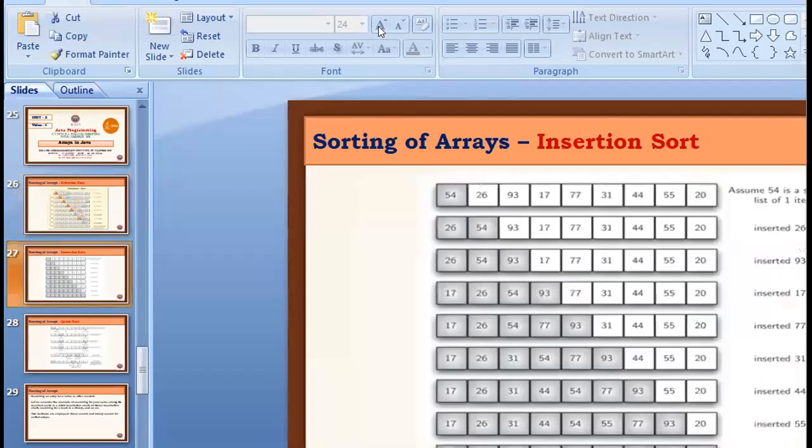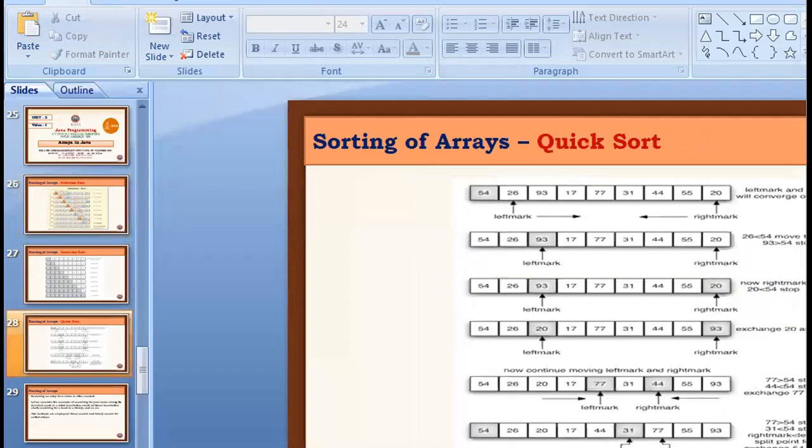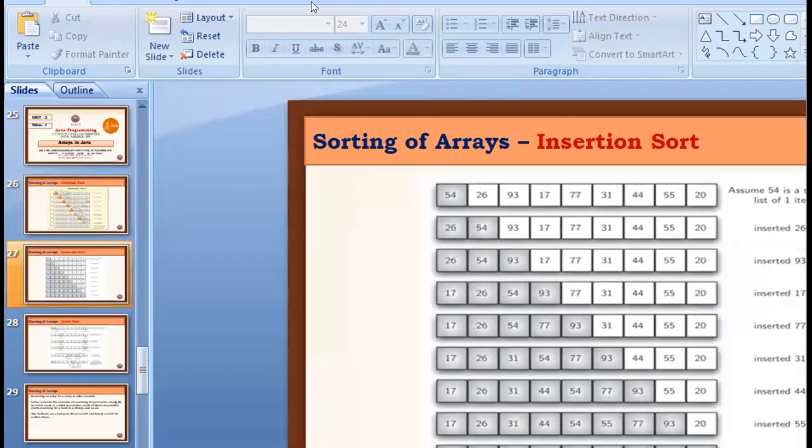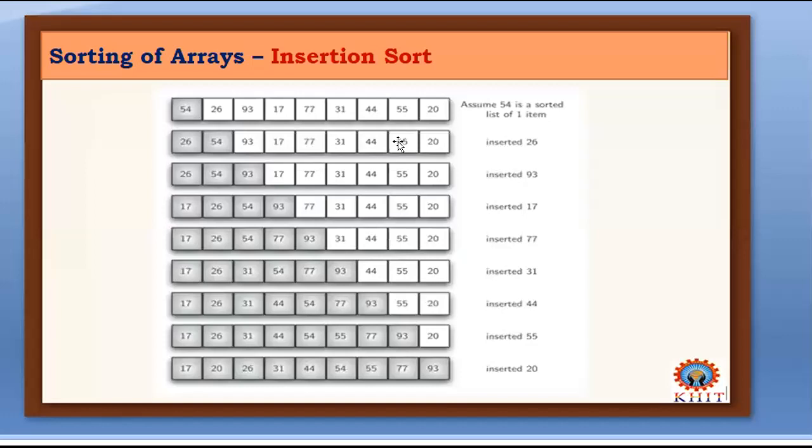insertion sort. Okay, insertion sort, it is somewhat tricky here. What you do in insertion sort is, you just see here. So assume 54 is a sorted list of first item. So first item is a sorted list anukundamu. Okay, then you compare this with the next element. So the first two elements will be compared. Okay, if they are not in a sorted order, sorting cheyali. Sorted order lo lekapothe sort cheyali.